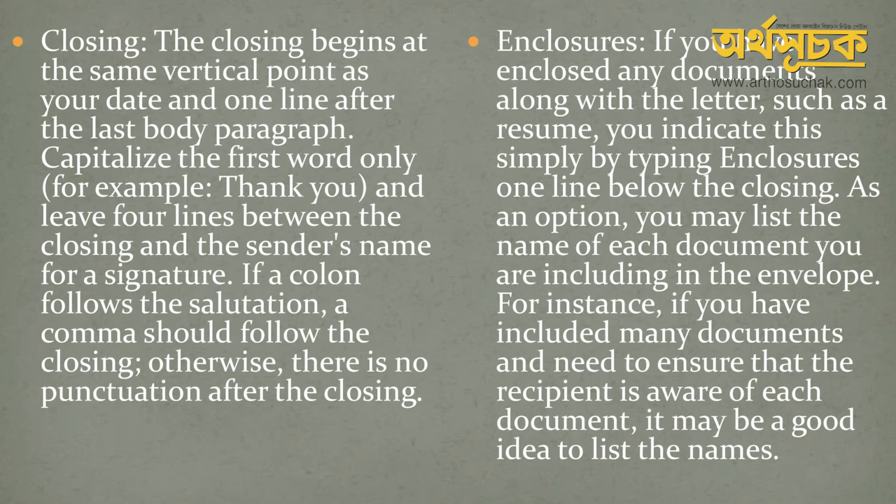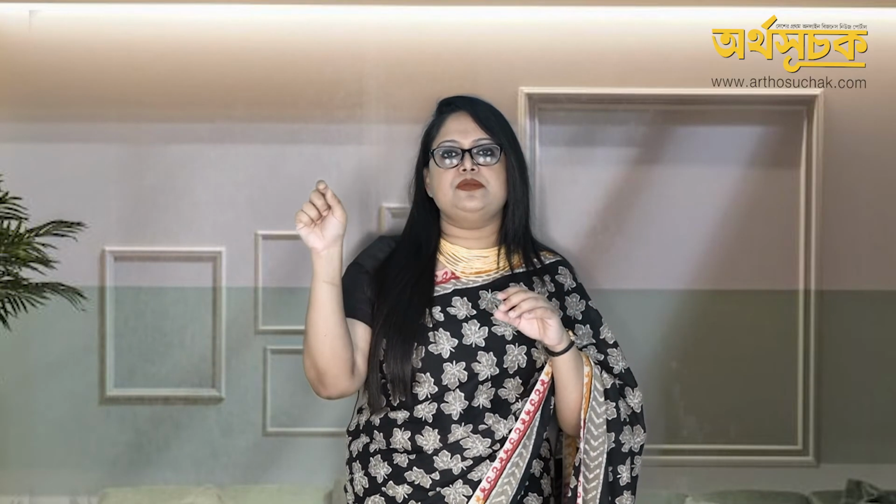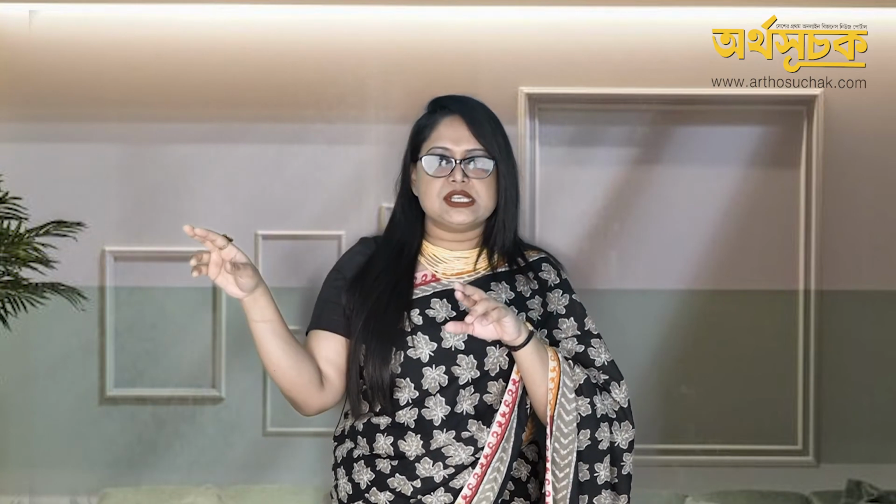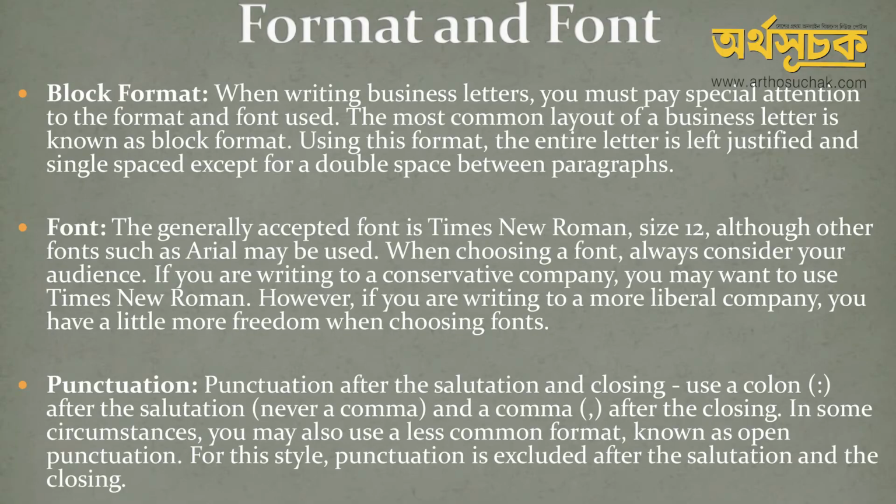Enclosures. If you have enclosed any documents along with the letter, such as a resume, you indicate this simply by typing enclosures one line below the closing. That means closing এর পরে আমি কি ওটার সাথে অ্যাটাচ করলাম সেগুলো আমি লিখে দিতে পারি. 1 CV, 2 passport size photographs, 3 bank draft. In this way you can write the list.